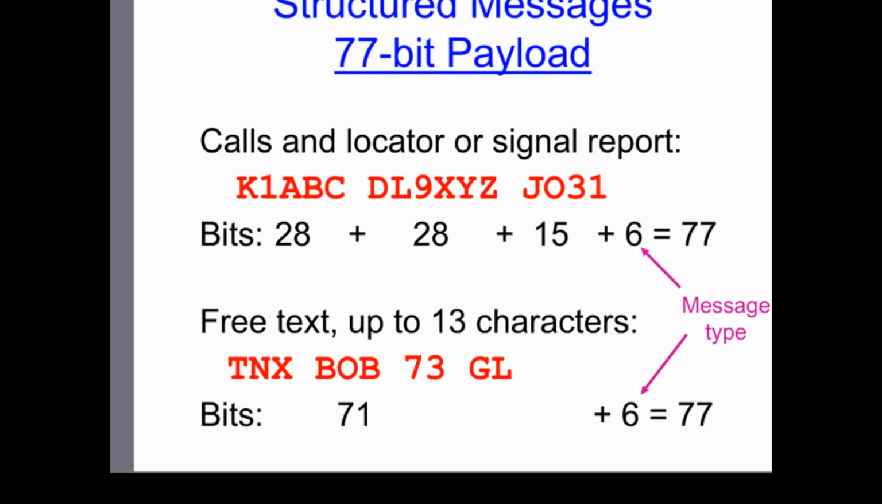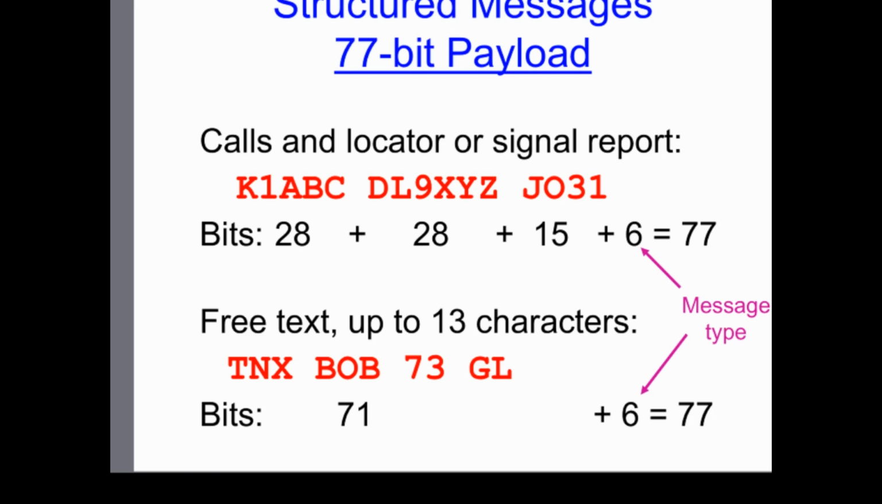So here are the structured messages and the 77-bit payload amplified just a little bit more. A standard message usually looks something like this: 2 call signs and either a Maidenhead grid locator, which tells where you are on the Earth, or this could be substituted by a signal report or Roger or 73, that sort of thing. So you can make up a whole QSO out of messages that basically look like this. Each of the call signs can be encoded in exactly 28 bits.